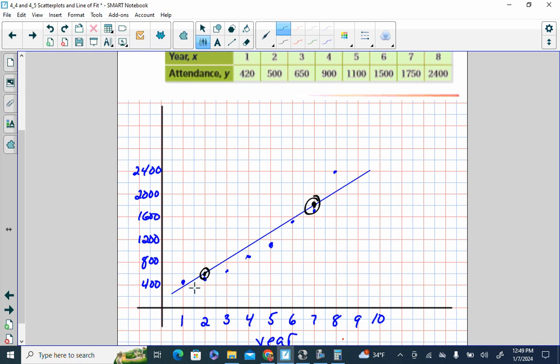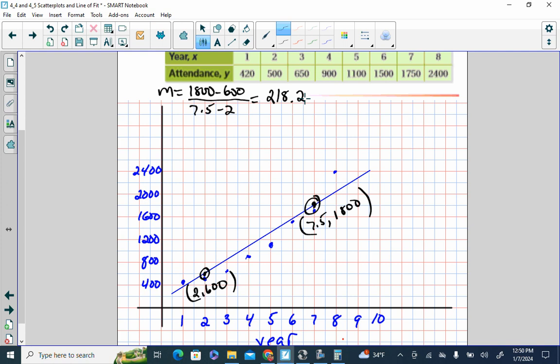So I have 2 and 600. That's the one point I use. And then my other point is 7.5 and 1,800. I'll use those 2 points. And then we go one step at a time. We start by finding m. M equals 1,800 minus 600 over 7.5 minus 2, which is going to be equal to 218.2.